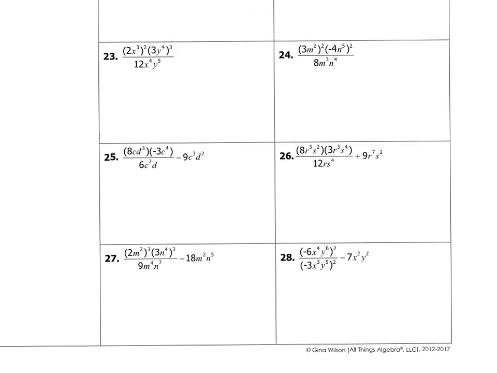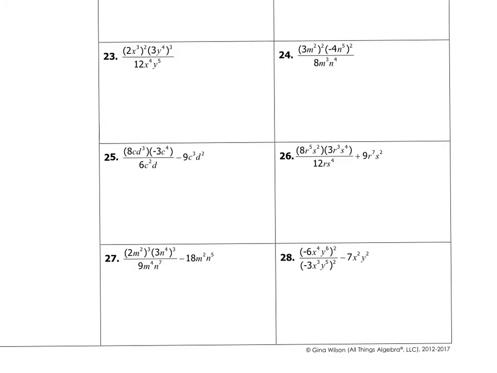Then I'm going to demonstrate the last 4, which is a little bit more tedious, and it has combined like terms. So here we have coefficients we have to simplify. We have multiple variables with different exponents to use either the product rule or the quotient rule. And then we have to combine like terms if there are like terms.